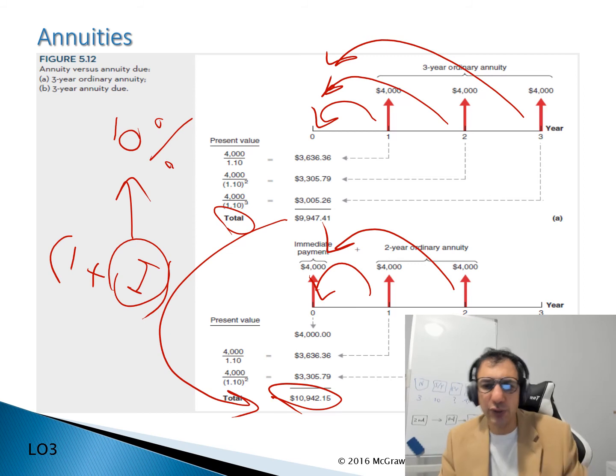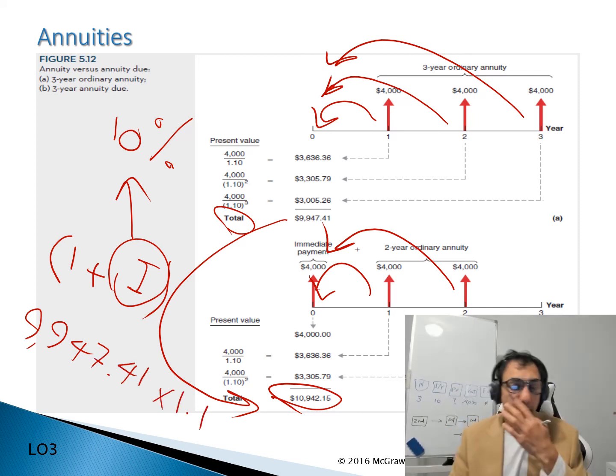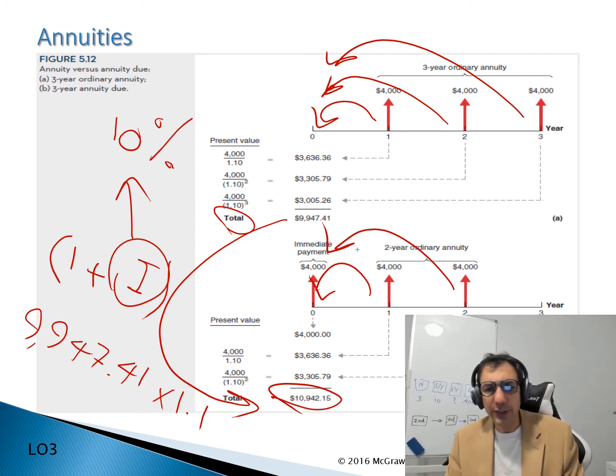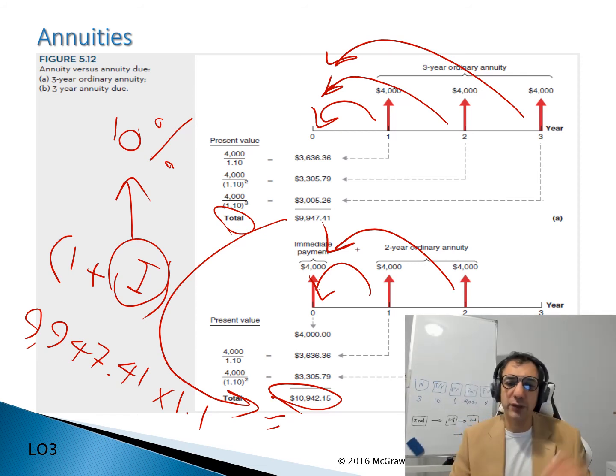The annual interest rate is 10%. So you are going to grow that 9,947.41 by 1.1. So in other words, you are growing that by 10%. Now do that. Plug these numbers in your calculators. See what you get. Is that the same as 10,942? Maybe you were off by a few cents, which is fine because of rounding.